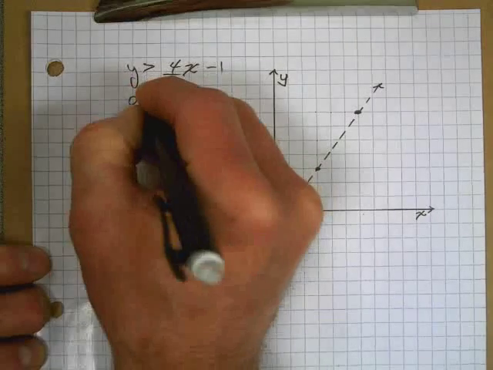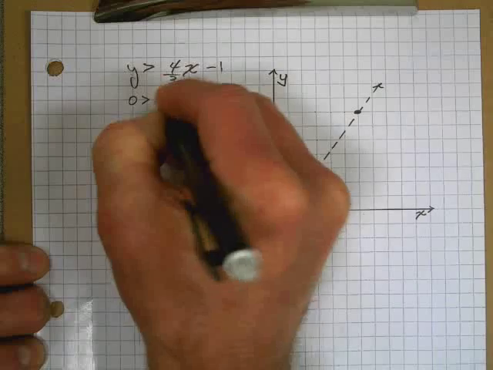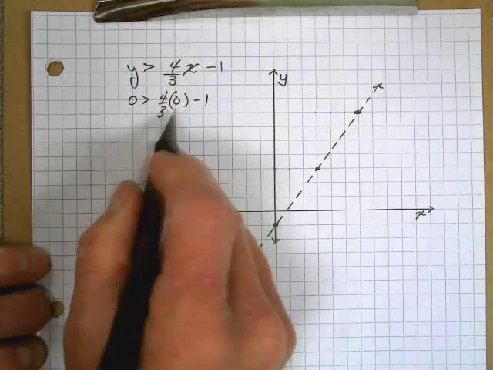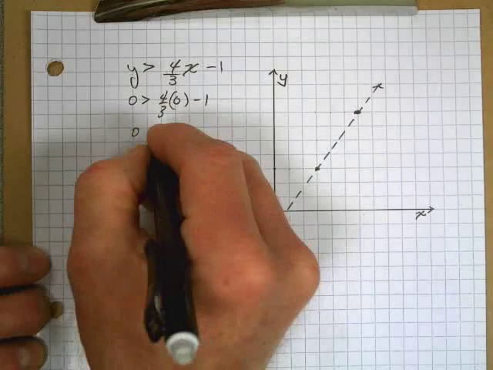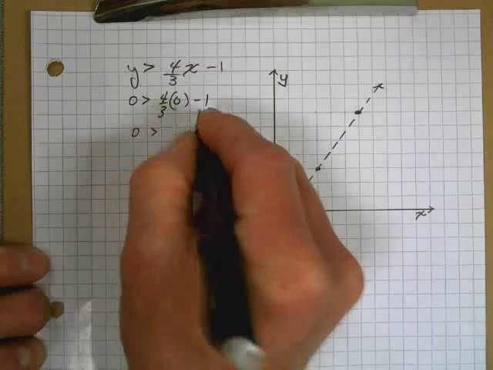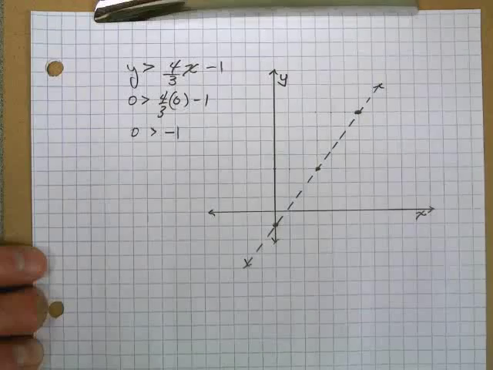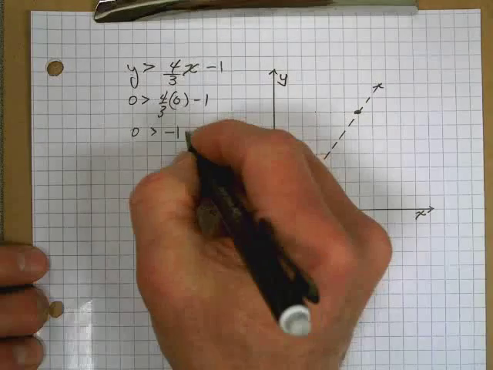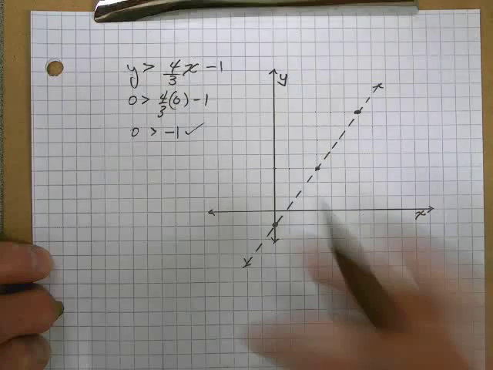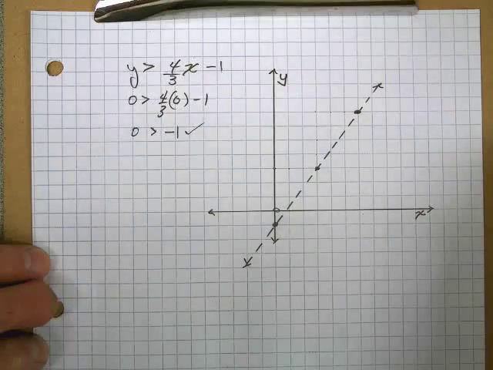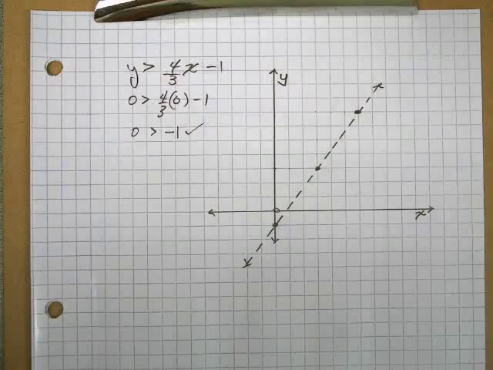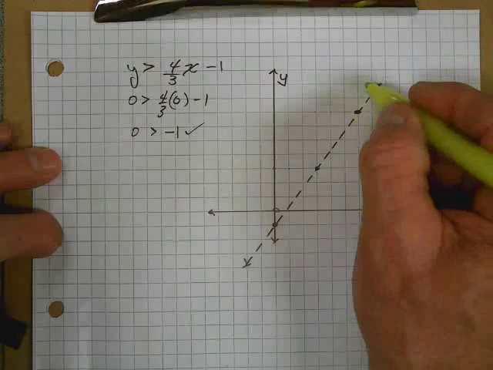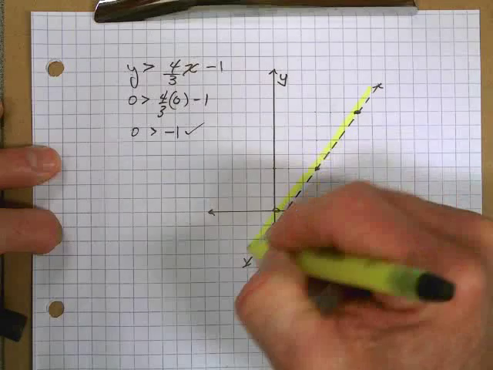So substituting (0, 0): 0 is greater than 4/3 times 0 minus 1. Well, we know that 4/3 times 0 is 0, and 0 minus 1 is -1. So is 0 greater than -1? That is a true statement. So we know the point (0, 0) right here is in our solution. So we're going to shade the half plane that contains (0, 0). And it looks like this.